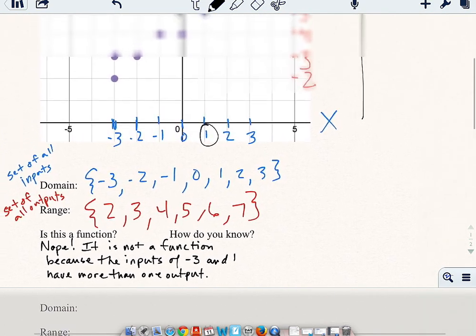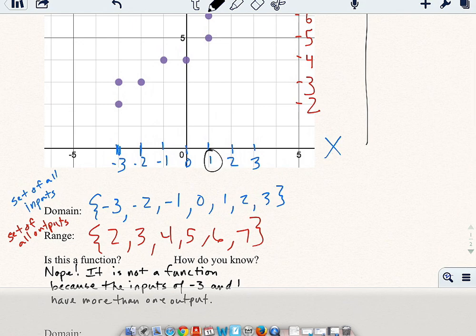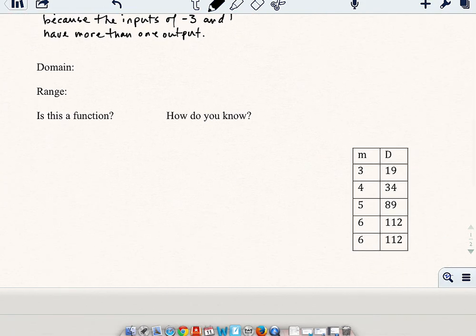So you could just say there that it doesn't pass the vertical line test, but that's just not as strong a evidence as saying -3 has more than one output. That means it's not a function. All right, let's keep going. Let's look at a table now.